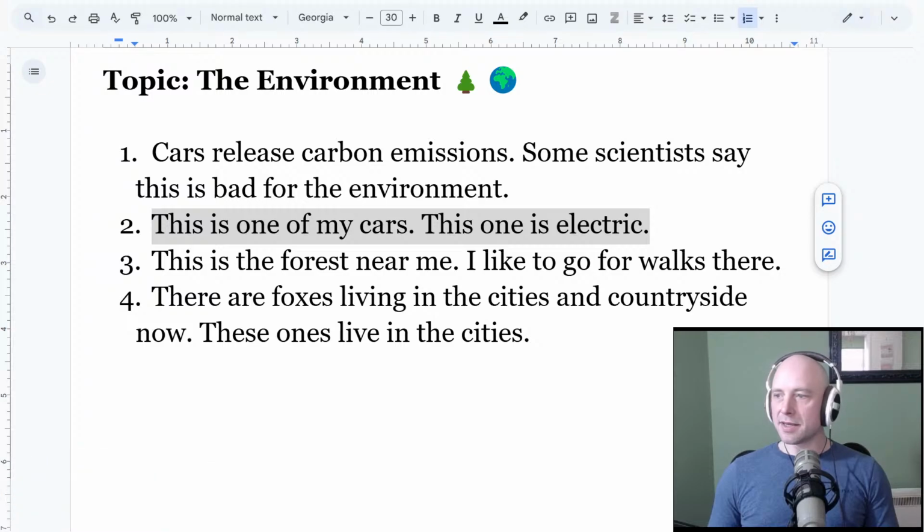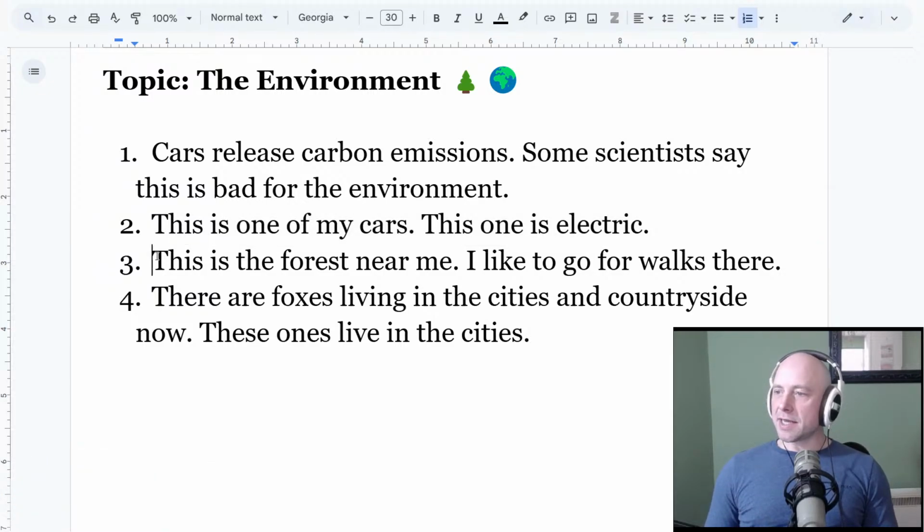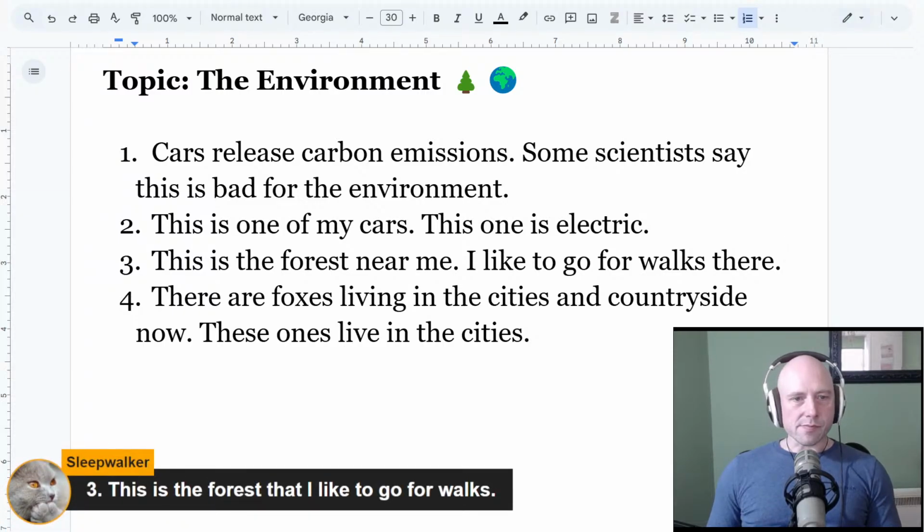Okay, let's look at the next one. Number 3 says, this is the forest near me. I like to go for walks there. So here we can use non-defining. Sleepwalker has used defining, which is a good sentence, Sleepwalker. However, there's a slight problem with the information. Because you say, this is the forest that I like to go to, I'd like to go for walks.